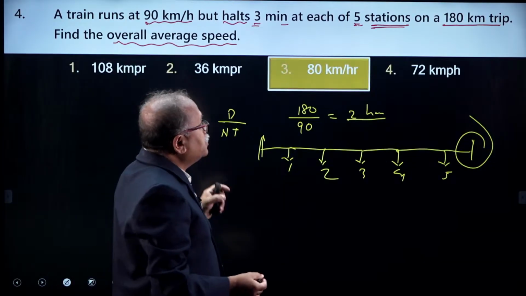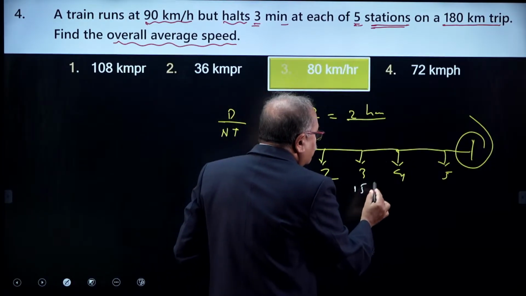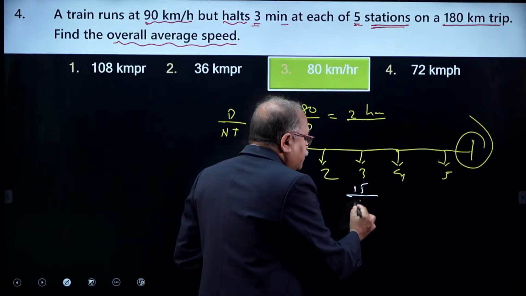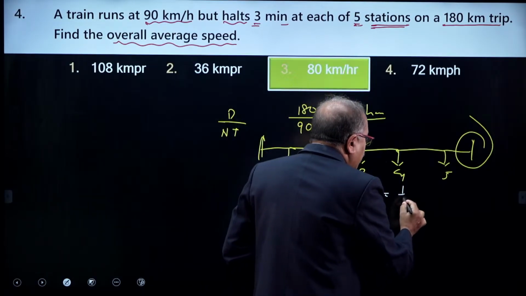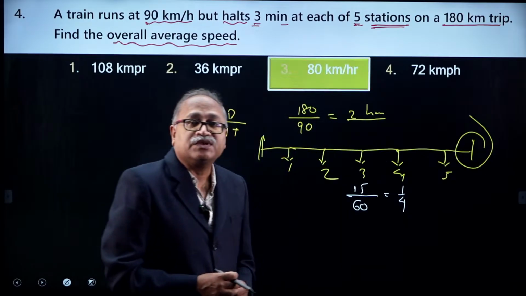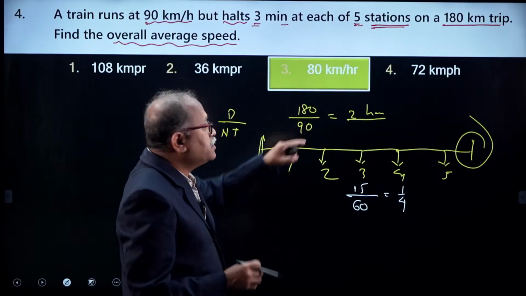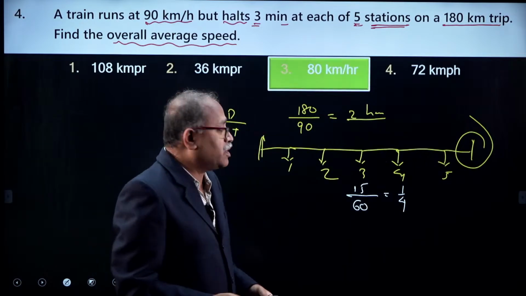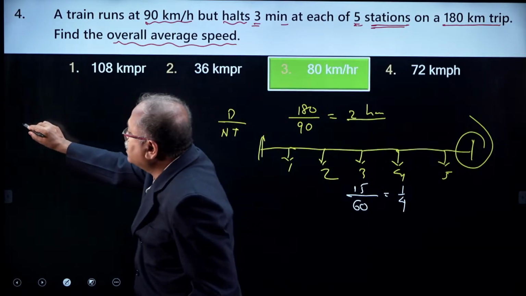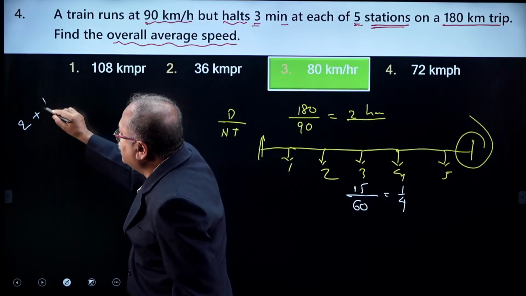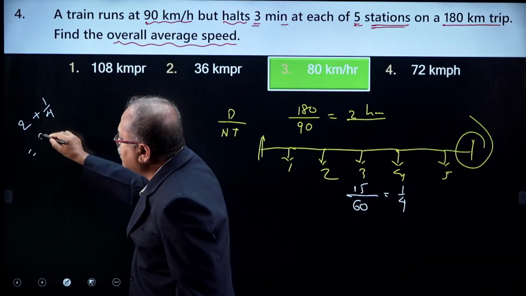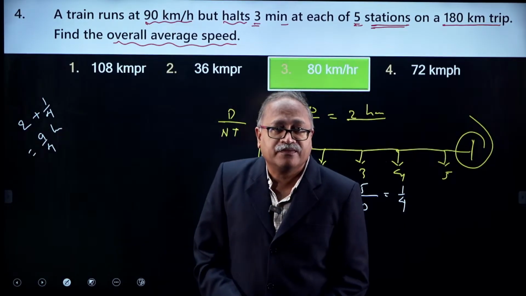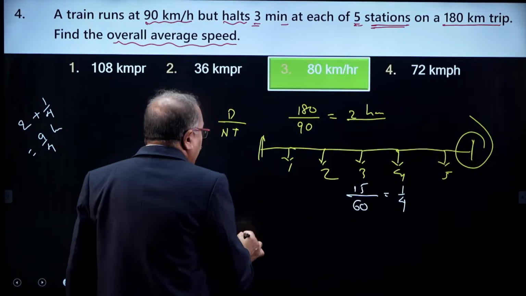So 5 into 3, how much? That is 15 minutes stoppage. That means how many hours of stoppage? 15 by 60, that is 1 by 4 hours. Extra stoppage. That means what will be my new time? 2 hours plus another 1 by 4 hours. Thus 2 plus 1 by 4 is nothing but 9 by 4 hours, which is my new time. So what is my average speed?